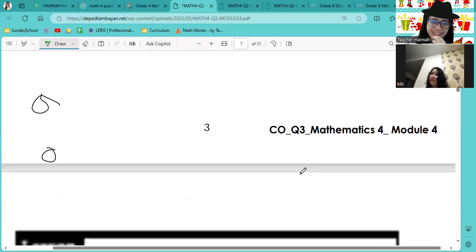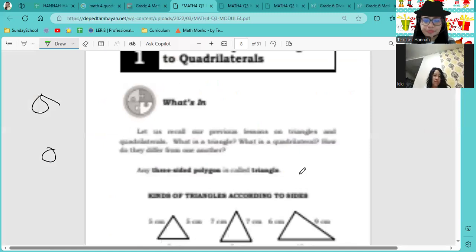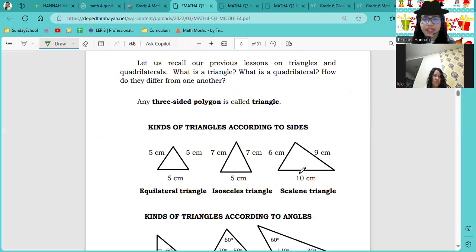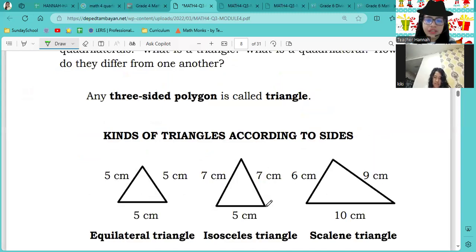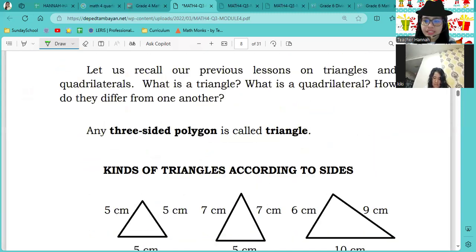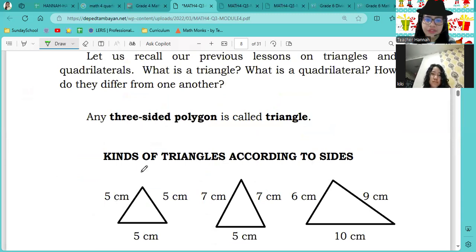Yes. Okay. So now let's try to look at the different kinds of triangles. So what kind of triangle is this? The first one.